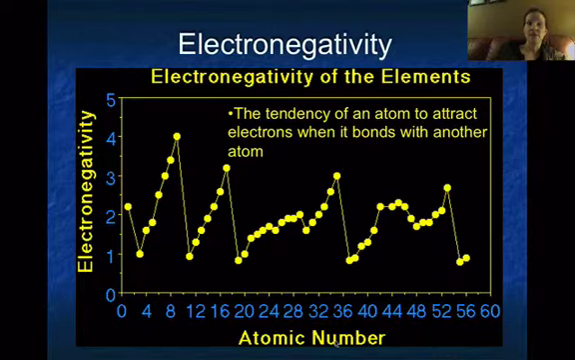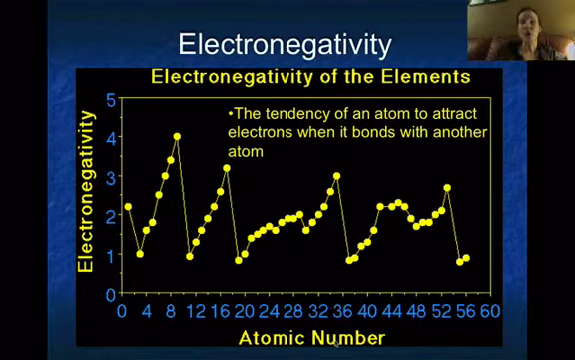The other trend that we're talking about on Thursday is electronegativity. Electronegativity is a measure of the tendency of an atom to attract electrons to itself. When we get into bonding, there are two types of bonding: the ability to remove electrons, which is based on ionization energy, and the ability just to attract electrons to itself, which is electronegativity. You can see the trend here.